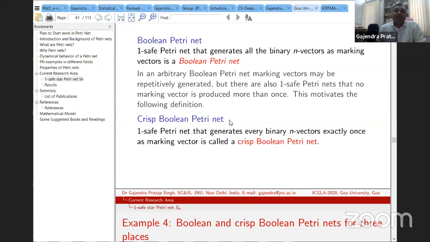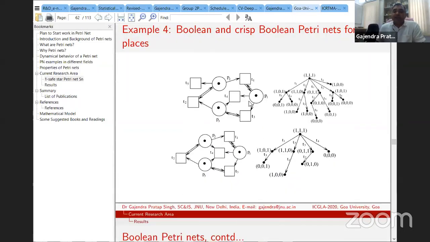And we define this as a Chris Boolean Petri net. This is the example of the Chris Boolean and Boolean Petri net. If we take this Petri net and fire all the transitions, all transitions enabled here, I'm not talking about the marking. We will have a condition under what the initial marking should be, so that if we fire all the transitions, this reachable tree consists of all the binary n-sequences, and the repetitions are also there in the reachable tree.